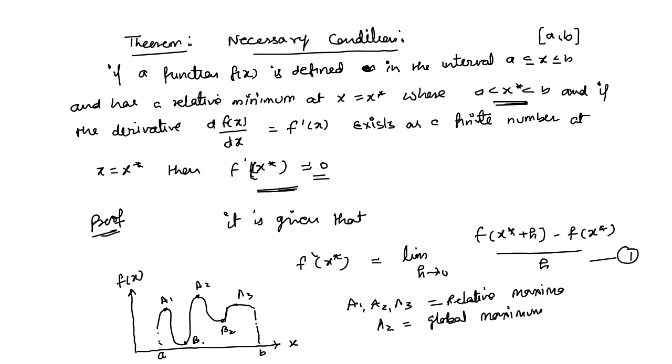And the points b1 and b2 are known as the relative minimum. And the point here is b1, we write as global minimum.